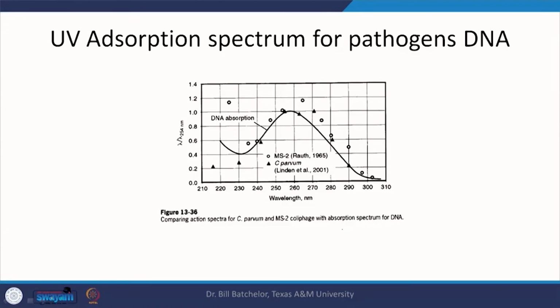So, here is one graph that was presented by my advisor during my time. Here we see that at 254 nanometers, DNA absorption is pretty good. Here we see the wavelength, comparing the spectra for parvum and coliphage with the absorption spectrum for DNA. You can see that it is pretty good. At 254 you see the peak, and that is why 254 is remarkably effective at inactivating pathogens.